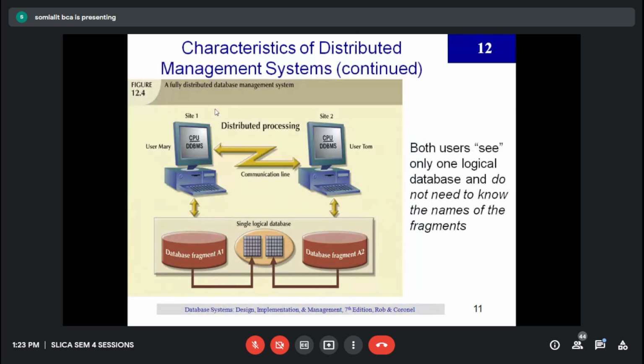DDBMS? Computer workstation, then what else? चलो एक हुआ कंप्यूटर वर्क स्टेशन, दूसरा ट्रांजैक्शन प्रोसेसर, देन डेटा प्रोसेसर, देन परफेक्ट नेटवर्क हार्डवेयर सॉफ्टवेयर, देन एक और रह गया, perfect communication media. These are the five components.